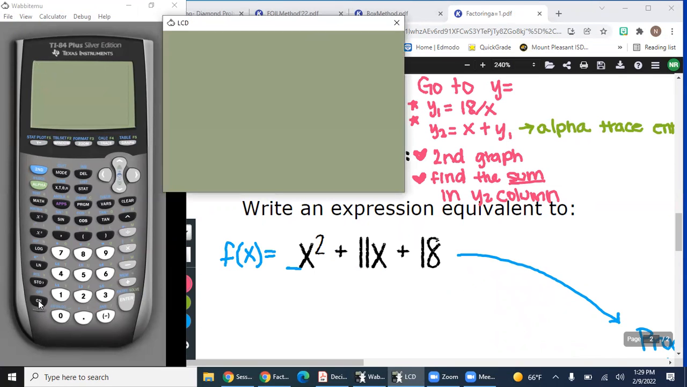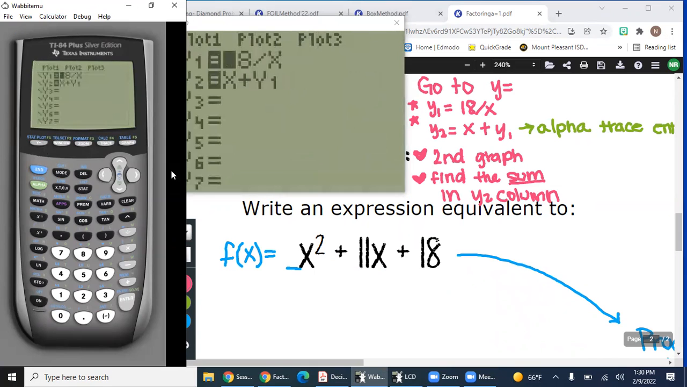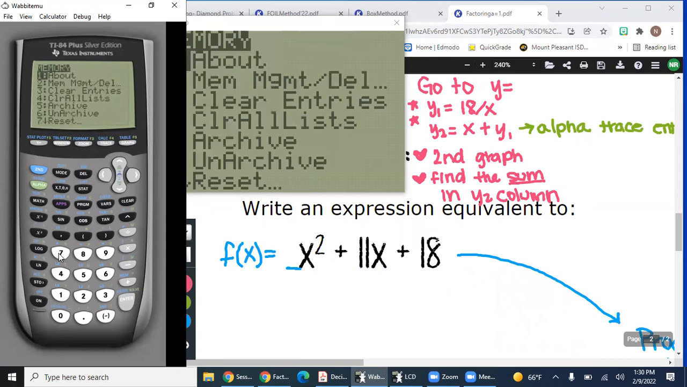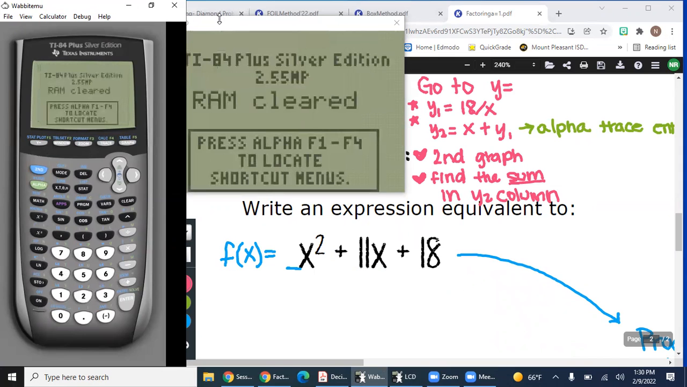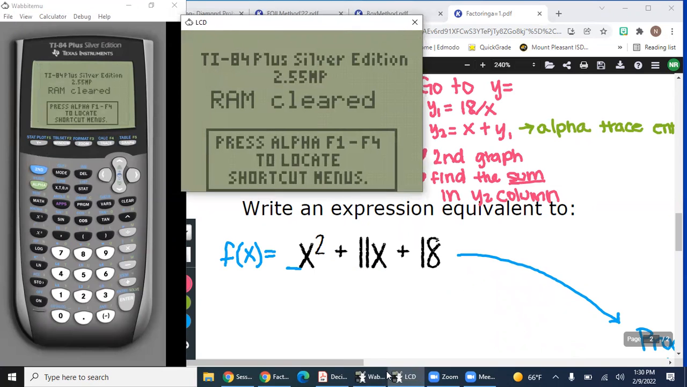All right, so I go to Y equals, turn on. I'm going to reset it. Was 7, 1, 2. All right. Can I at least move it that far over?